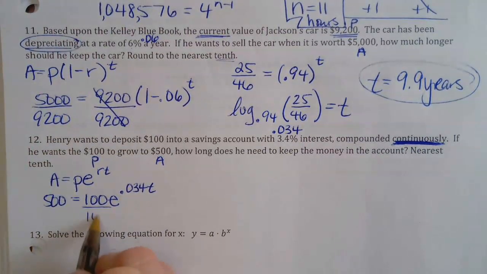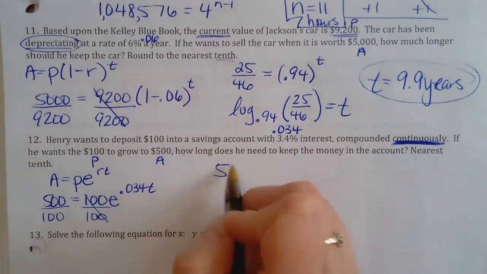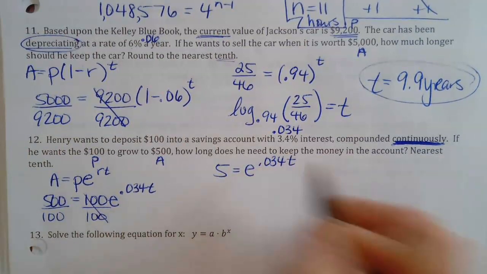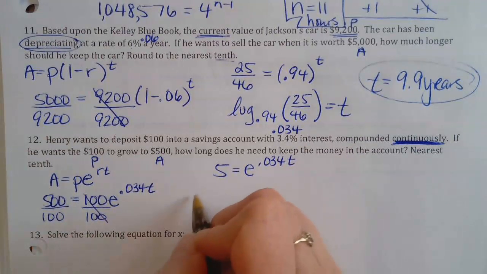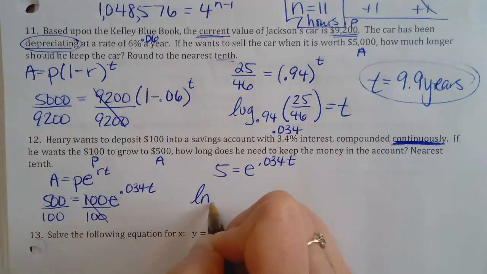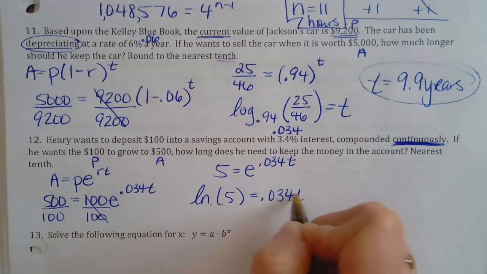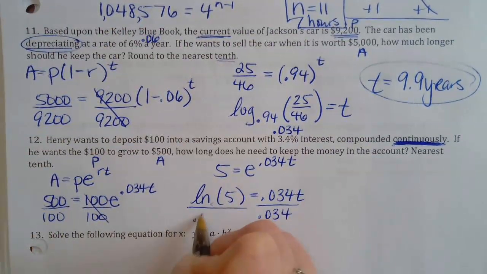Step 1, isolate. So divide by that 100. 5 equals e to the 0.034 t. All right. Again, we're not going to get common bases and drop the base. We're just going to use logs. And in this case, natural log. Natural log, which has a base e, of 5 equals the 0.034 t. Divide.